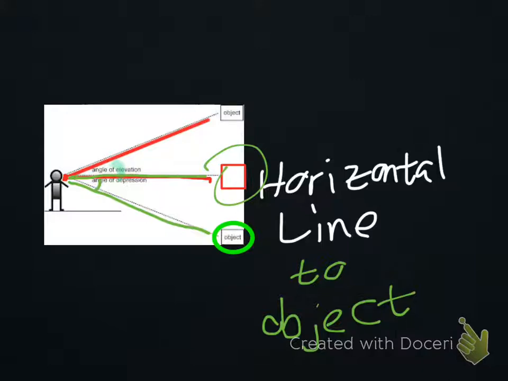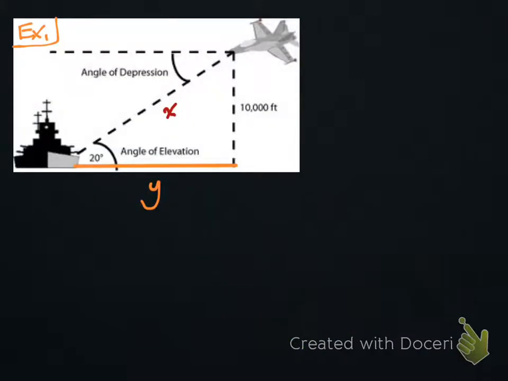Okay, let's look at an example. Here we go. So let's say we have a ship and a jet. And we're gonna be passive here and say the jet is trying to land on the ship, not that it's trying to shoot the ship. So let's say the jet needs to land on the ship like it's an aircraft carrier. Now some information is provided for us. We know that the jet is 10,000 feet above the surface, and we also know that the angle of elevation is 20 degrees.